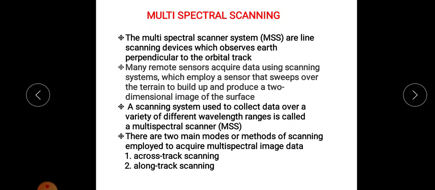There are two main modes or methods of scanning employed to acquire multispectral image data. They are across track scanning and along track scanning. These are the two types of scanning methods. First one, across track scanning. Second one, along track scanning.